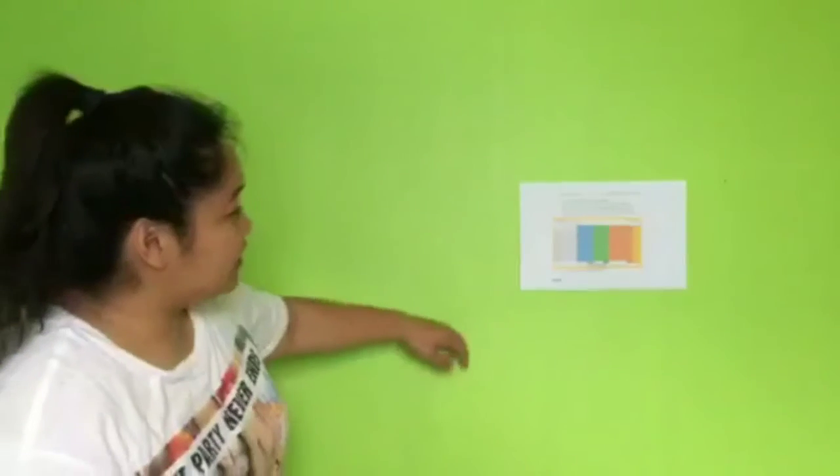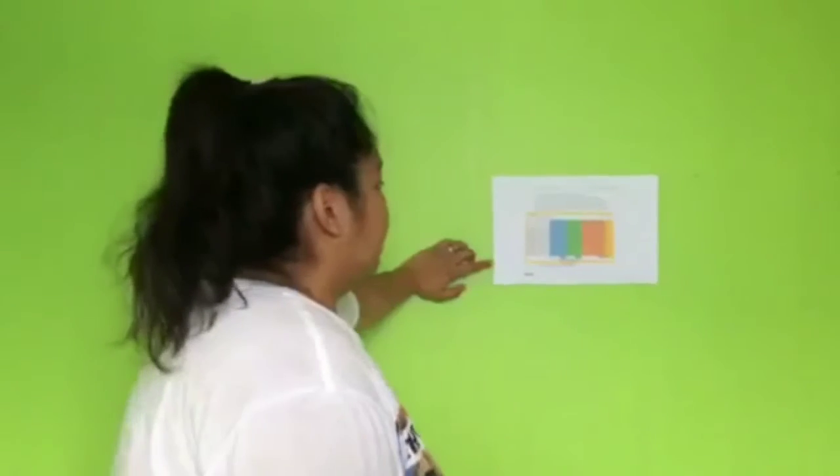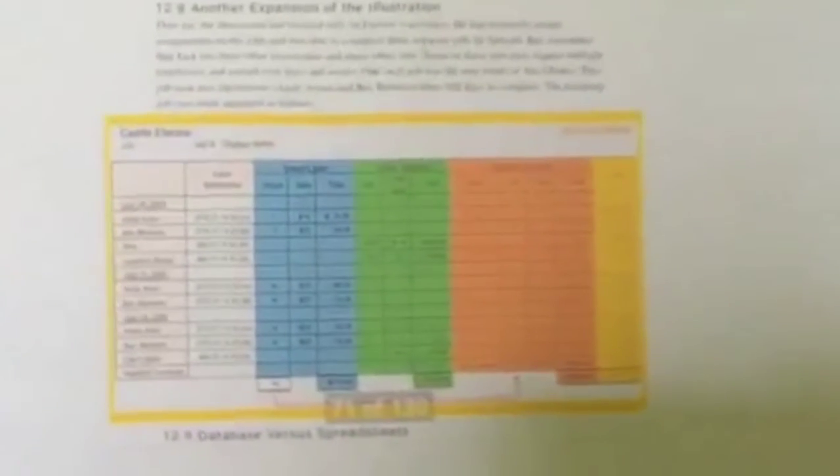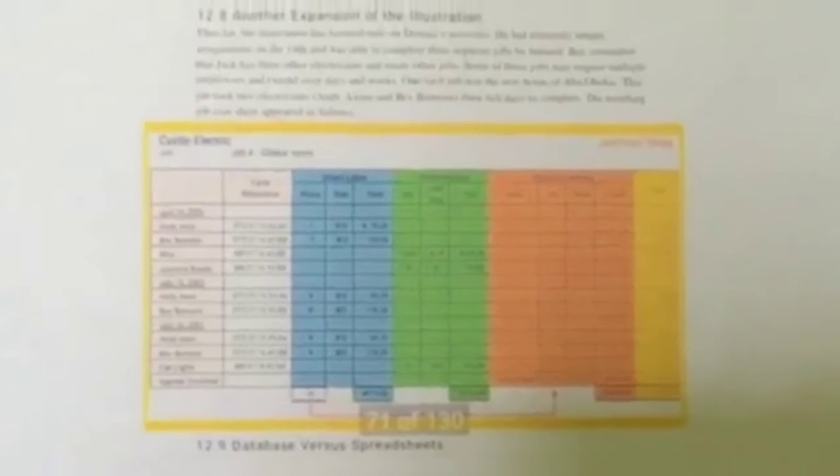I'm here to tackle the job costing and the cost management system. This is another expansion of the illustration. This is a home construction project that spans many days. As you can see, on July 14 to 16, a couple of different electricians were working there.